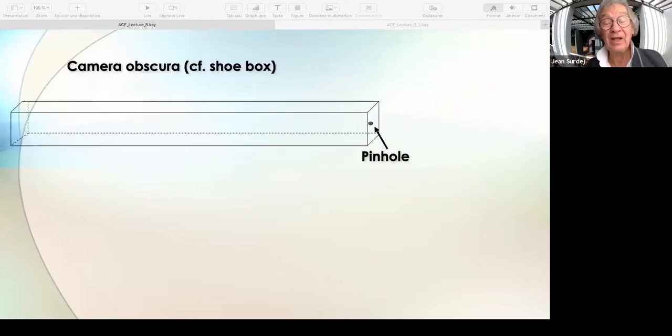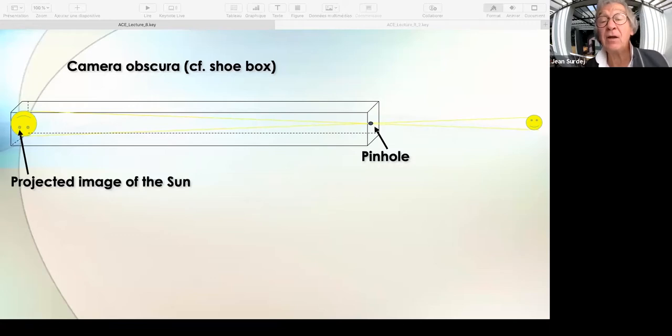Now, I advise you, if you make one such box with a pinhole, that you make it very long, as shown on this photograph, and you direct it to the sun. And you see, there is an angle under which you may see the sun. And this angle, I would call it a solid angle, but along one dimension it is just a regular angle. The value of that angle is 1 over 114.